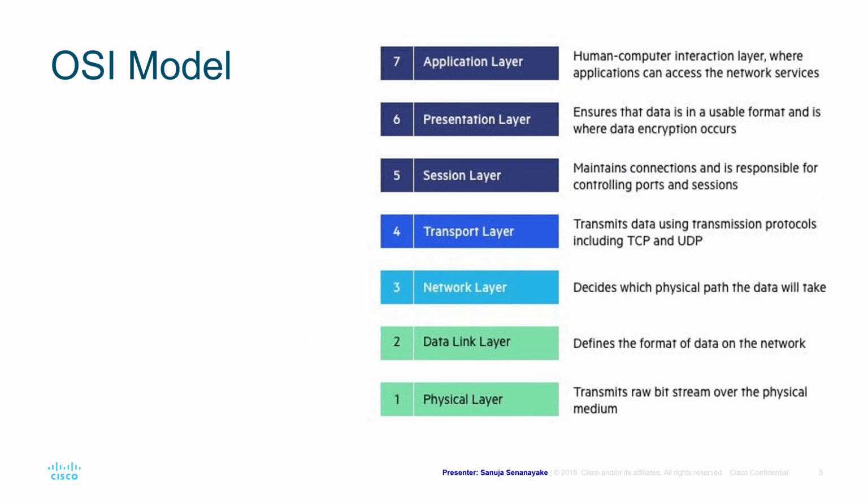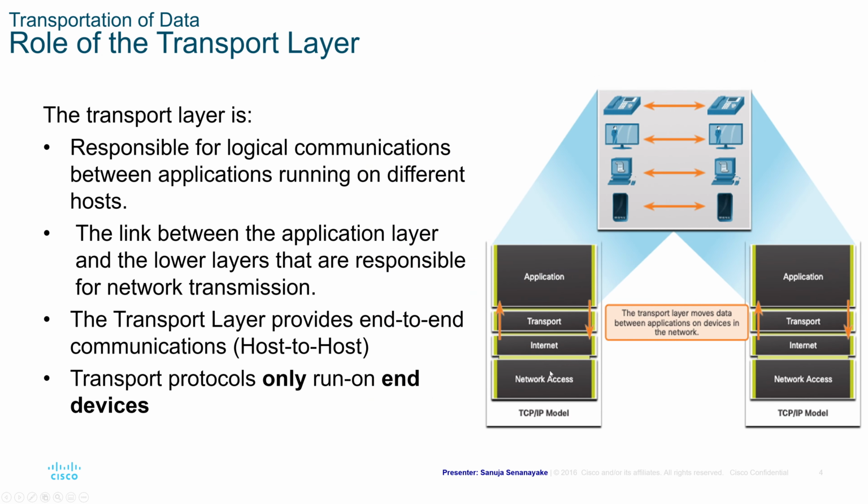If you look at the OSI model, the transport layer is sandwiched between the session layer and the network layer. However, the purpose of this layer, even in the OSI model, is to transmit data using transmission protocols such as TCP and UDP. In this course, you should be familiar with both the OSI model as well as the TCP/IP model, because these models will show up on your quizzes and exams.